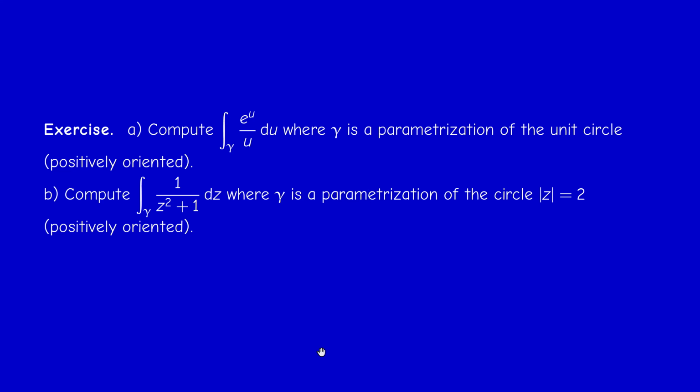Now, I will leave you with 2 exercises that I usually do in class. So I let the students do it in class. But now, unfortunately, this is very difficult now. So try to pause the video and solve them. So compute these 2 integrals.